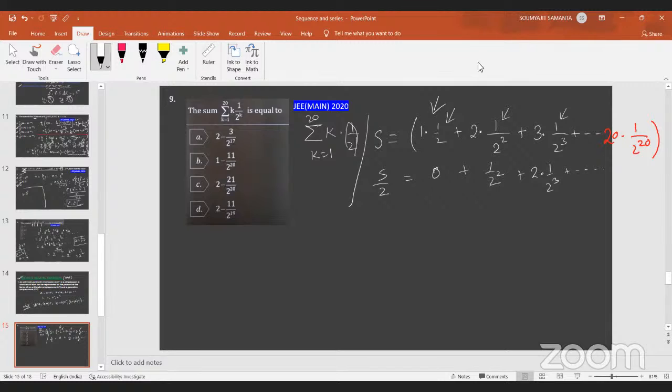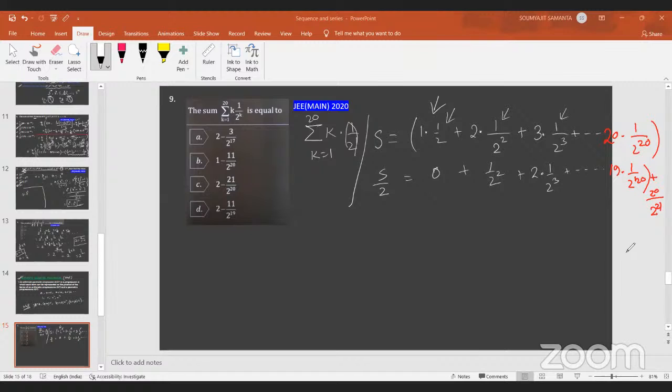In this, the second last term will become 19 into 1 by 2 to the power 21, plus, and the next term will become, what is the next term? 20 into 1 by 2 to the power 21.